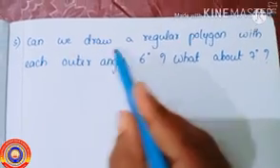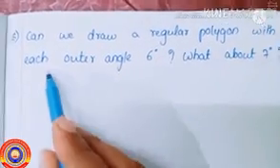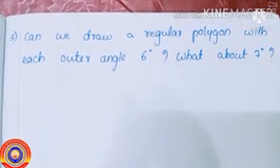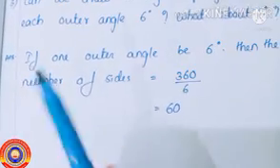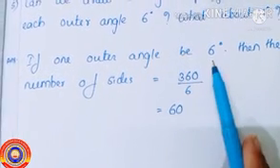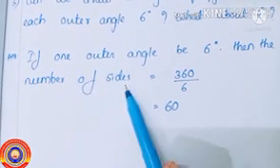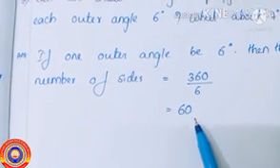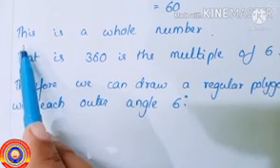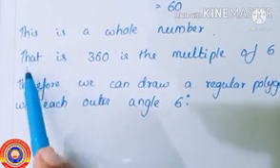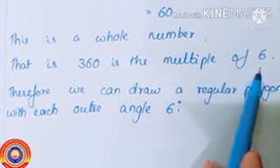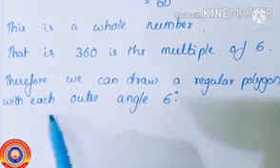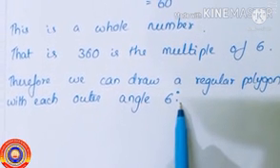Next question. Can we draw a regular polygon with each outer angle 6 degree and 7 degree? If one outer angle be 6 degree, then the number of sides is equal to 360 divided by 6, that is equal to 60. This is a whole number, that is 360 is a multiple of 6. Therefore, we can draw a regular polygon with each outer angle 6 degree.